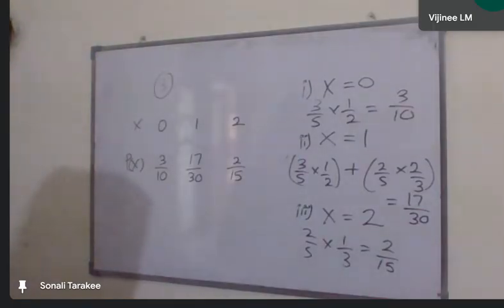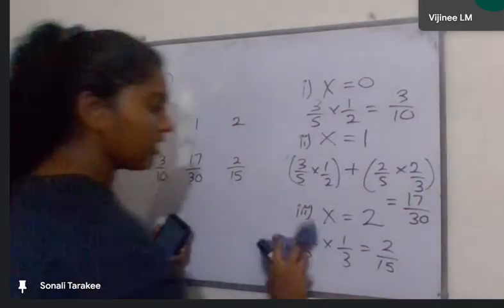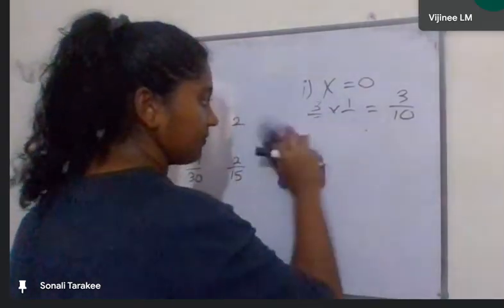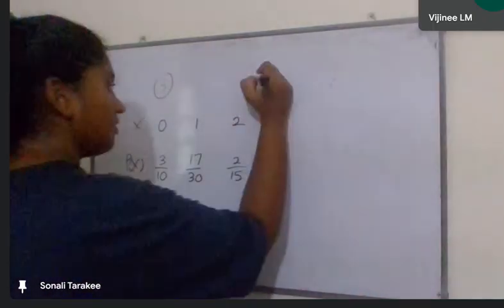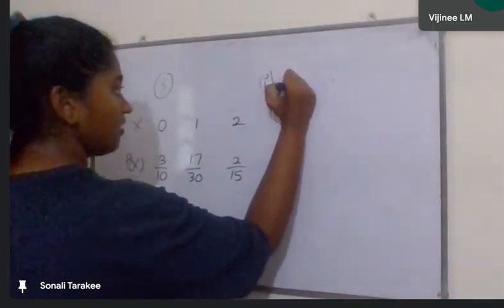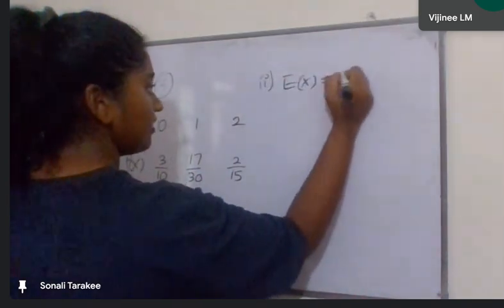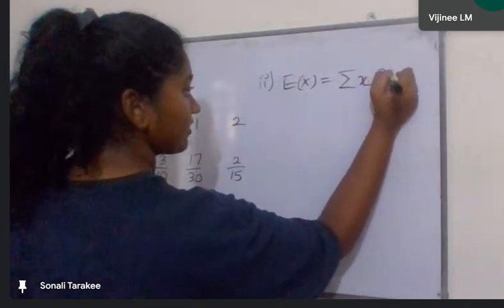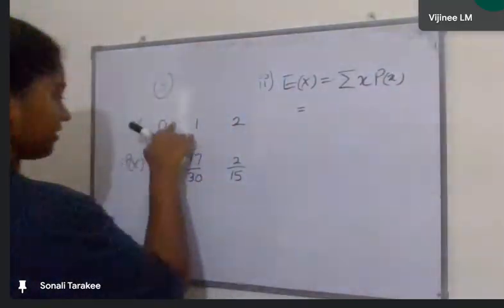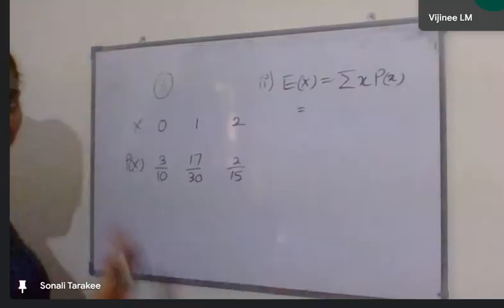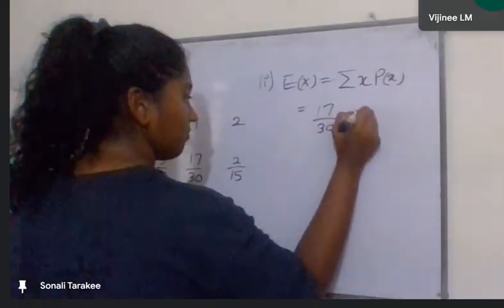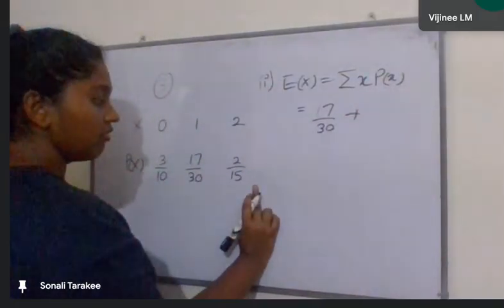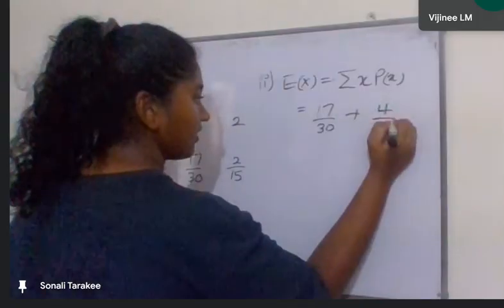Find the expected number of blue balls. That is what you call mean or expectation. So E(X) is calculated by sigma x p(x). So 0 into 3/10, nothing. 1 into 17/30 plus 2 into 2/15, which is 4/15.